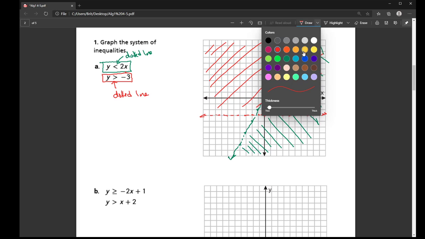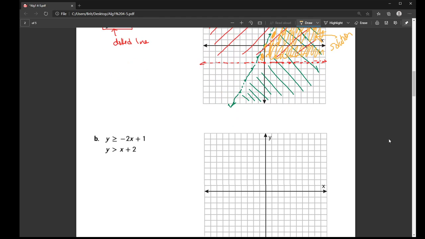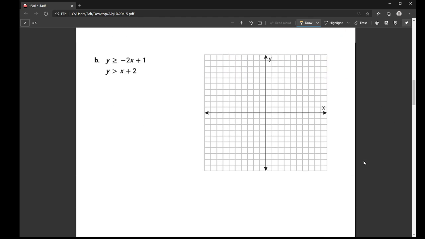And again, we're looking for where these overlap, right? So the point where it overlaps, the red and the green, is all of this stuff up here. There we go. So again, this is the solution. Alright, and I think we just have one more example of this, so let's give it a shot.